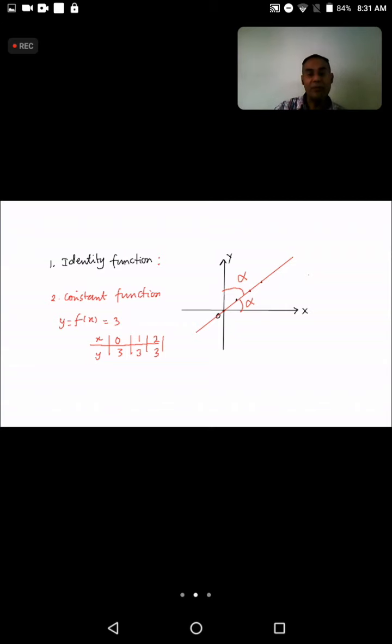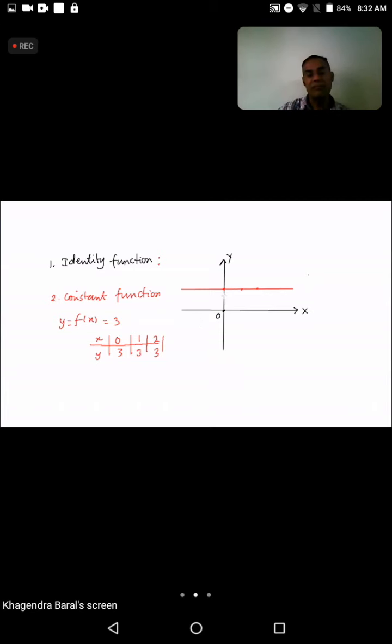Let me take the same axes. Mark the points (0, 3), (1, 3), (2, 3), and so on. Let us draw a line passing through these points. By drawing a straight line through these points, we get a straight line parallel to the x-axis. So the graph of a constant function is a straight line parallel to the x-axis.